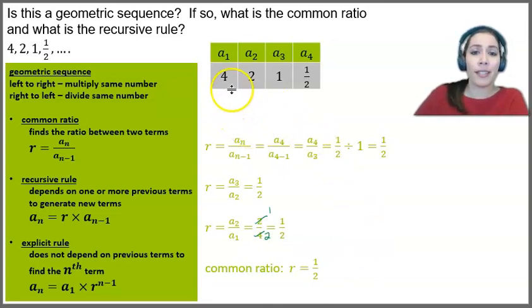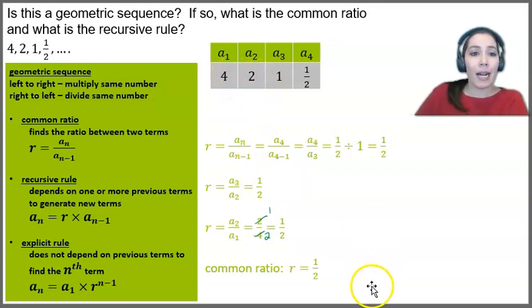And I can always test that out. 4 times 1/2 is 2, 2 times 1/2 is 1, 1 times 1/2 is 1/2. Or I could go the other way. 1/2 divided by 1/2 is 1, 1 divided by 1/2 is 2, 2 divided by 1/2 is 4.